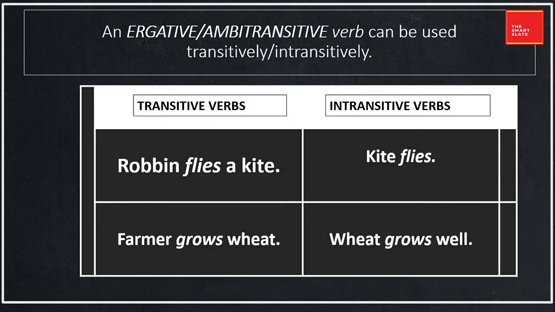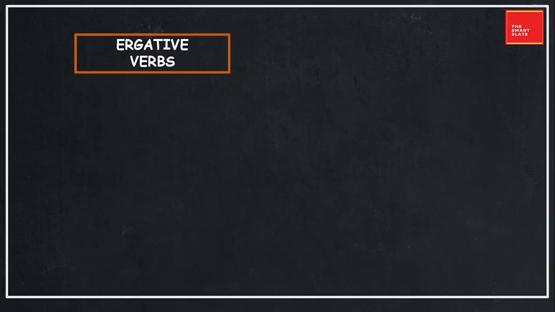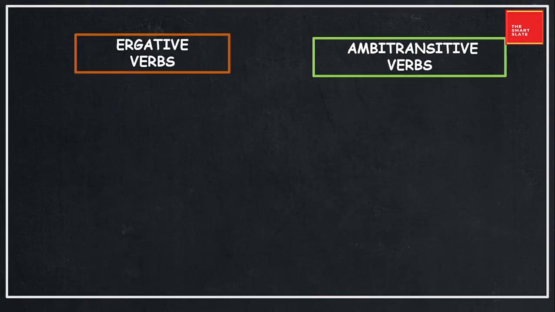Like Robin flies a kite. So kite has become the subject of an intransitive verb. Kite flies. Farmer grows wheat or wheat grows well. So these are ergative or ambitransitive verbs. Then what is the difference if you say it's an ergative or ambitransitive verb? Yes, there's a difference. So let us understand the difference between ergative and ambitransitive verbs.